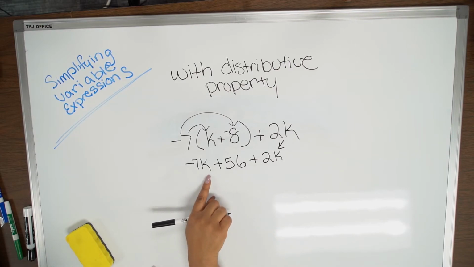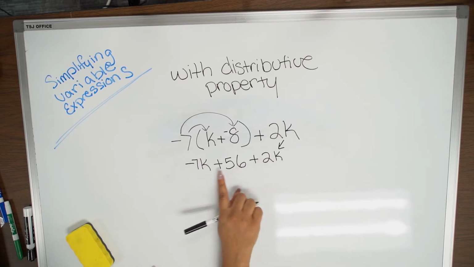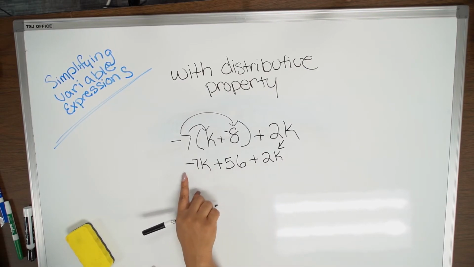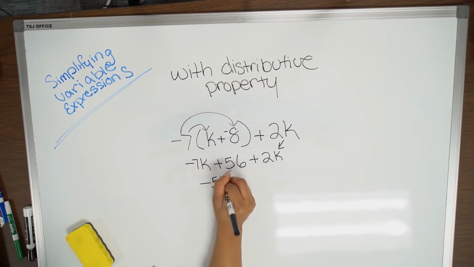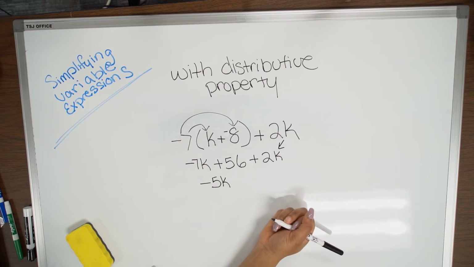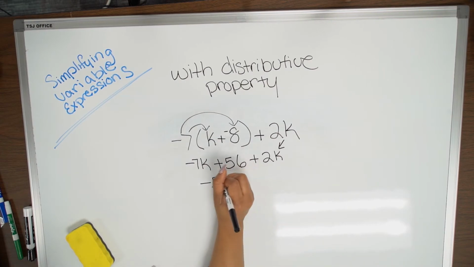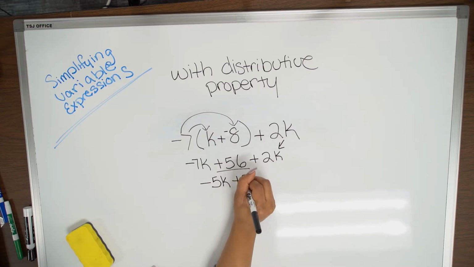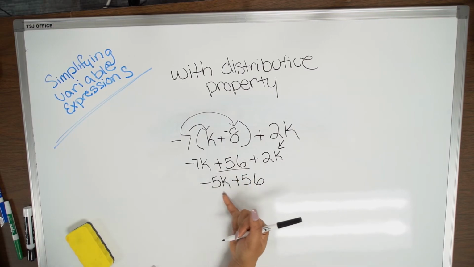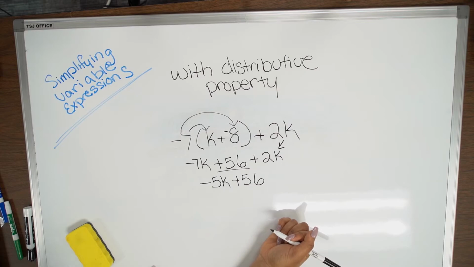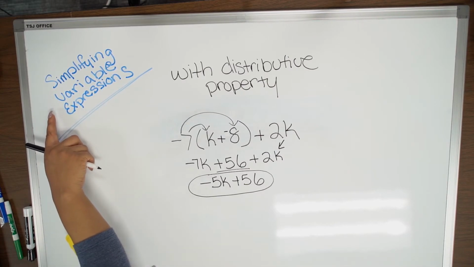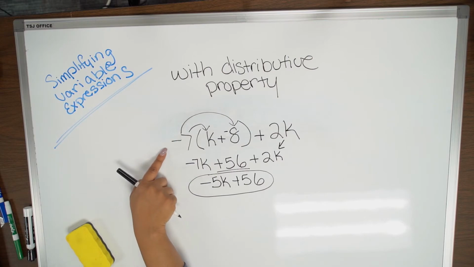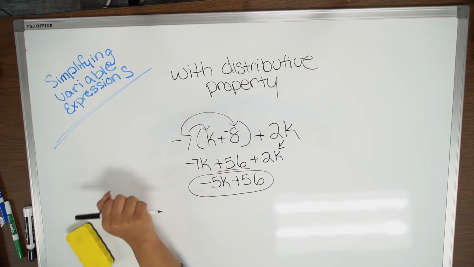So then we can combine like terms. So we have negative 7k and we have 2k. They both have the same variable, so we can combine them. So negative 7 plus positive 2 is negative 5, and then k, because we're dealing with the k. And then what's left is positive 56, so we're just going to bring that down. And then we know we're done because there's no more like terms to combine or anything like that. So negative 5k plus 56 is the simplified variable expression with distributive property of the original problem. So hopefully that makes sense.